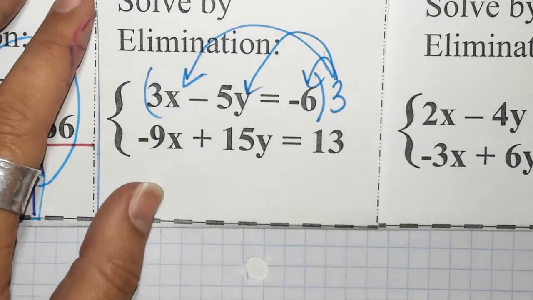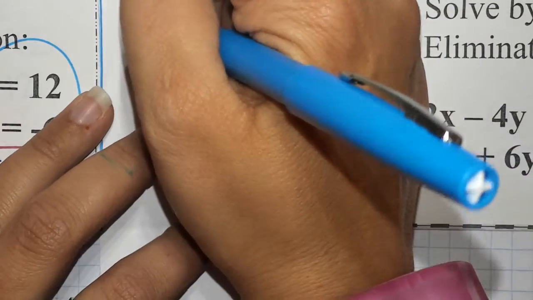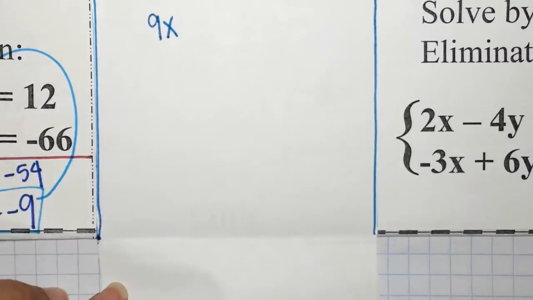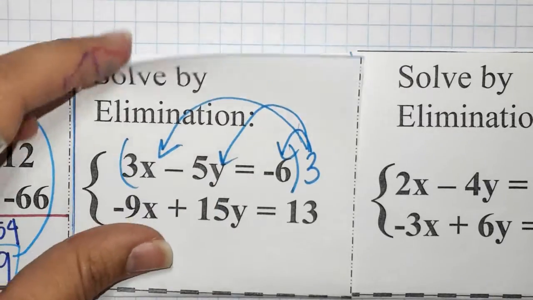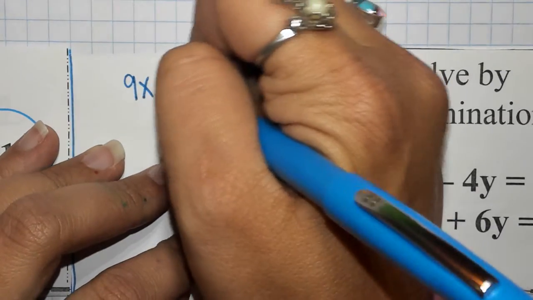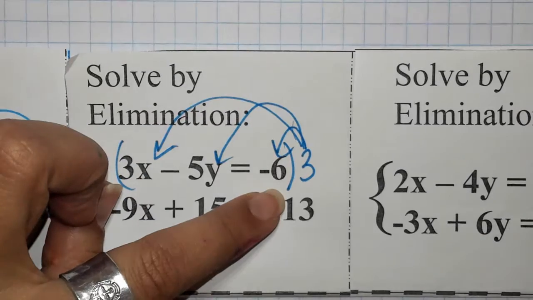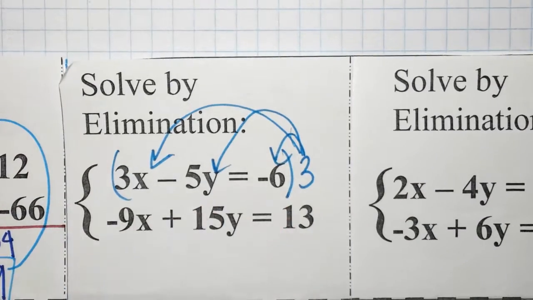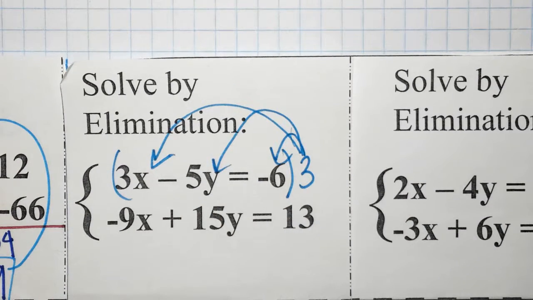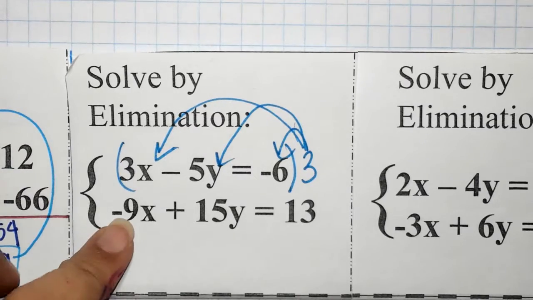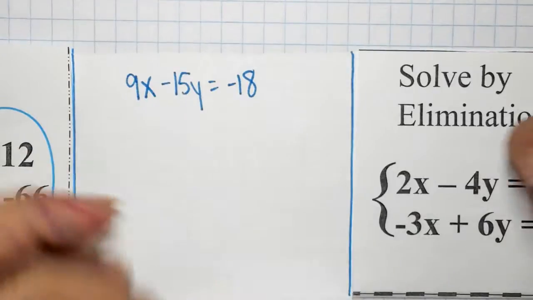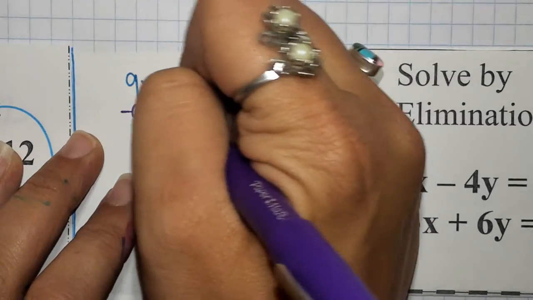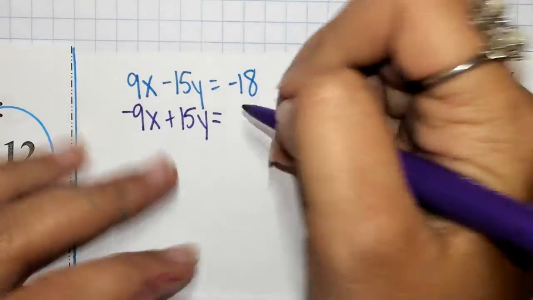Okay. 3 times 3x is? 9x. Remember, we're multiplying. Alright, 3 times negative 5y is? Negative 15y. And 3 times negative 6 is? Negative 18. Alright, so we multiplied our top equation by 3. What are we going to do with our bottom equation? The same thing? No, you don't multiply that one because we don't want to change it. You just bring it over, right? So we just move this equation right over. So it's negative 9x plus 15y equals 13.